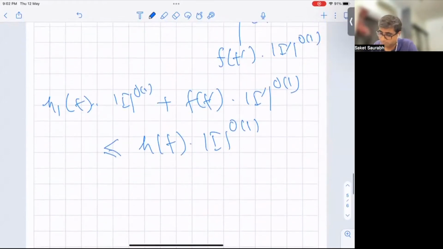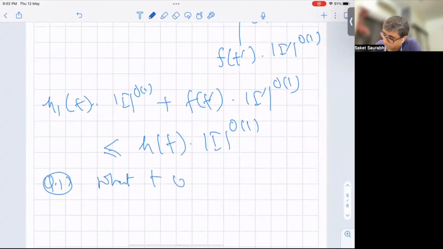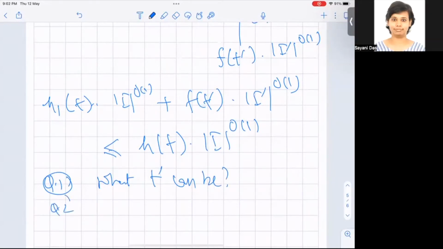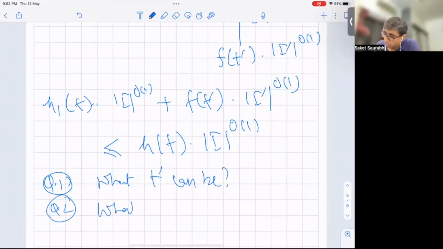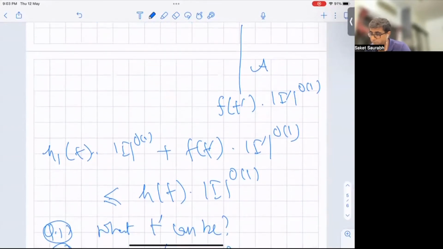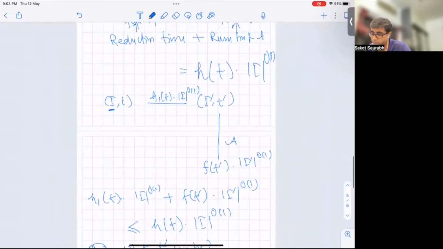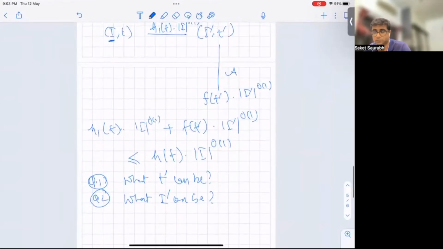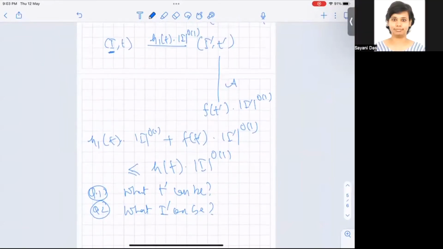Okay, two questions. Question number 1, what can T prime be? And what can I prime be? T prime must be a function of T. I prime will be polynomial in I, and T prime will be some function of T.